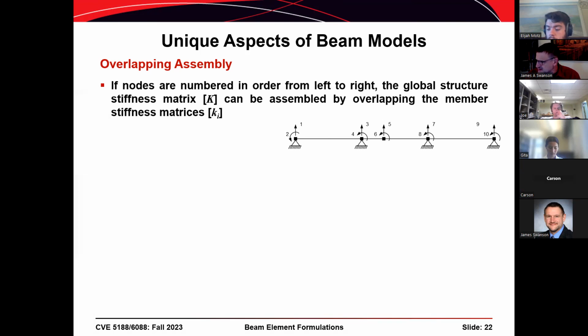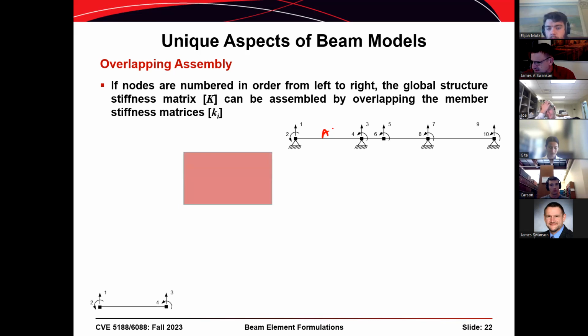If we consider this example, we have 1, 2, 3, 4, 5, 6, 7, 8, 9, 10 degrees of freedom, and we have 1, 2, 3, 4 elements. So when we go to assemble the stiffness matrix here, what we'll do is we'll write 4 by 4 stiffness matrices, and when we assemble them, the first element, let's call this element A, has degrees of freedom 1, 2, 3, and 4 associated with it. If we go and look at the second one, B, it has degrees of freedom 3, 4, 5, and 6. So it's going to overlap like that with the element stiffness matrix for member A.